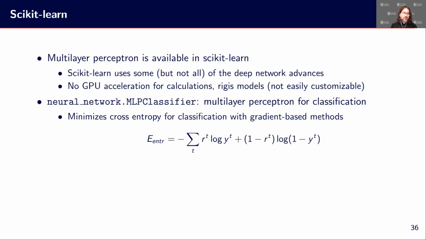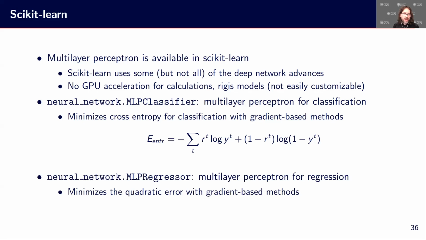So we have the class MLPClassifier, which is a multilayer perceptron for classification. It relies on the cross entropy as error criterion, so it is not mean square error. It is cross entropy, which is the same criterion used for logistic regression. And we also have the regression version, MLPRegressor. So it is a multilayer perceptron for regression, where we aim at minimizing the quadratic error with gradient-based methods.